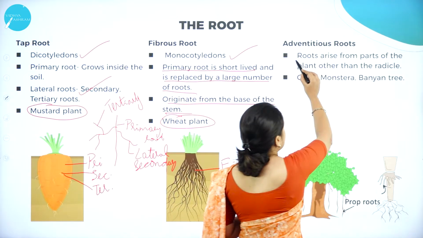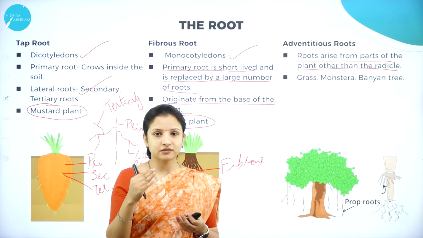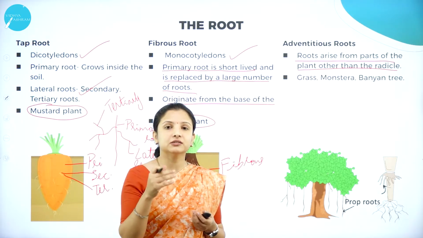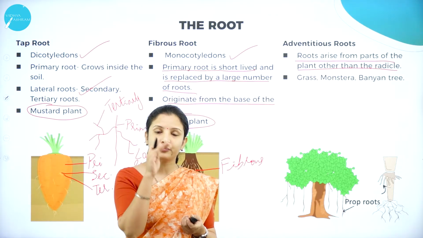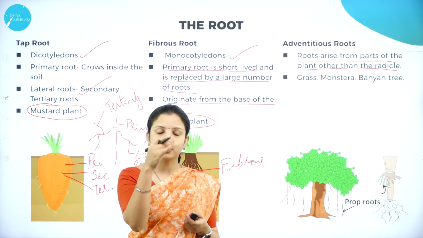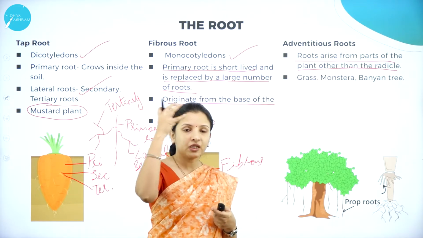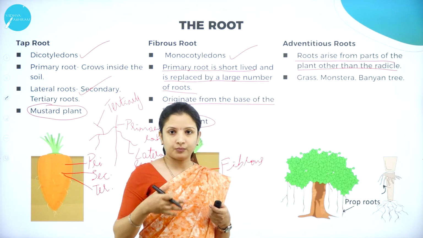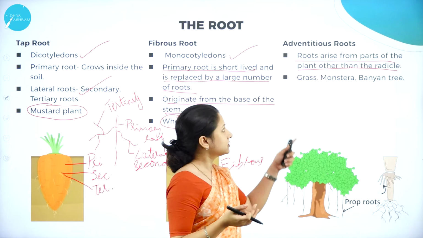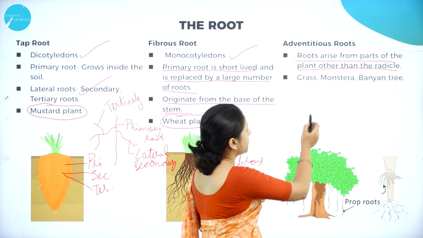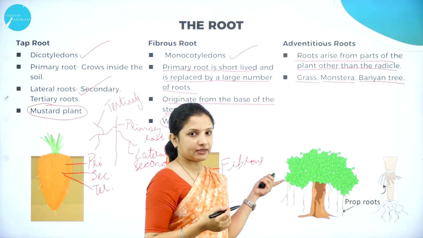So these are roots that arise from parts of the plant other than the radicle. Usually the roots arise from the radicle; the radicle is the region in the seed that gives rise to the roots, and the plumule is the region which gives rise to the shoots. Once the plant develops, say for example in the banyan tree, roots will start to produce from the branches and move towards the ground. That is nothing but adventitious roots. The best examples are grass, monstera, banyan tree, etc.